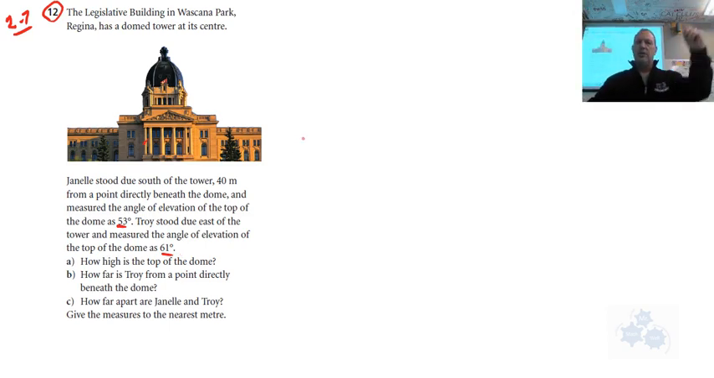So this is how you want to draw this: due south, due east. It's a bit tricky. Since we're going to draw this at the same time, this is why I hesitated to read through the question first. This is going to be the dome, so here's the legislative building, not a very good drawing, but there it is. And this is the point that's directly underneath the dome.